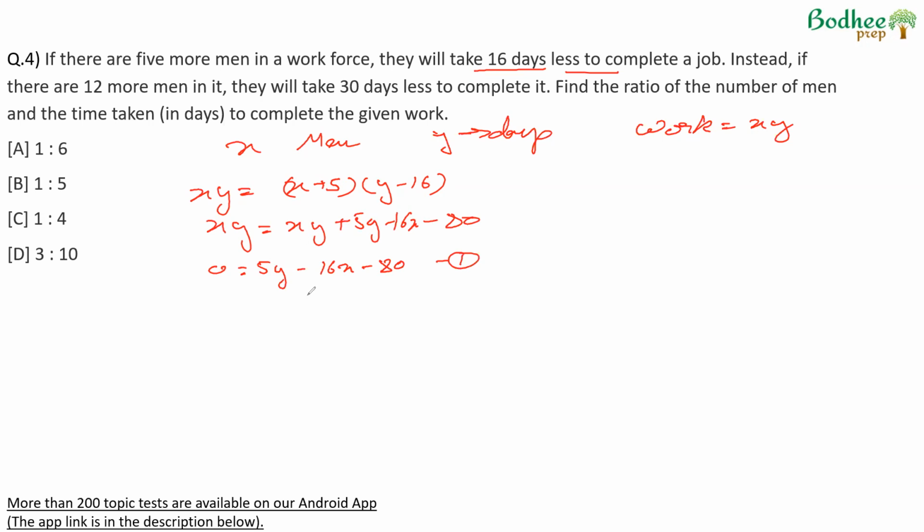Instead, if there were 12 more men, so instead of X, if there were X plus 12 men, and they would have taken 30 days less. So Y minus 30 is the time they would have taken. This is the total work, so should be equal to X into Y. We have to find the ratio of the number of men and the time taken to complete the given work. We have to find the ratio of X and Y, and that is all we have to find out. We are not required to find values.